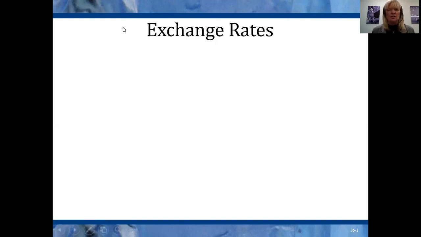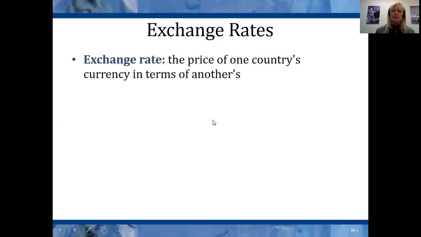So let's start with the very basics. What is an exchange rate? An exchange rate is the price of one country's currency in terms of another's. So how many dollars does it take to buy a euro? How many euros does it take to buy a ruble? How many rubles does it take to buy a peso? The price of one country's currency in terms of another.